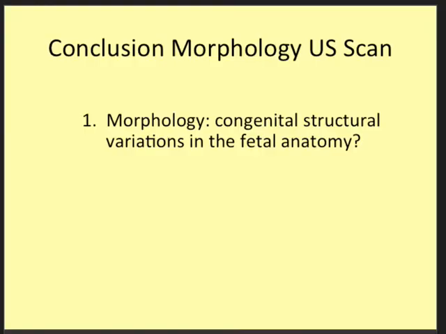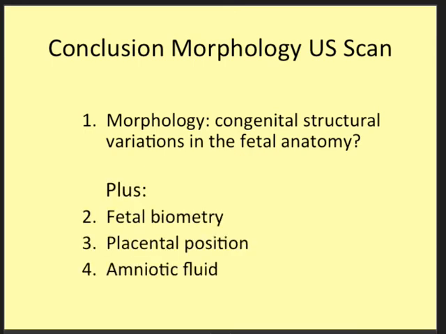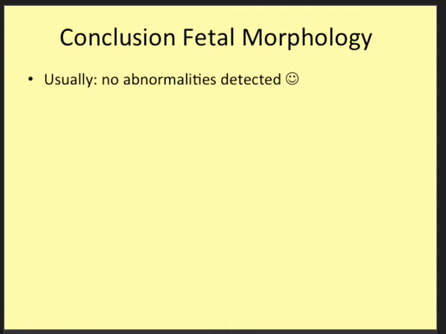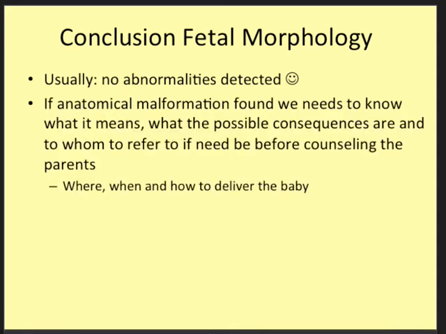Conclusion: we discussed in this third part the morphology ultrasound scan. The main reason we do a morphology scan is, of course, looking for structural variations in the fetal anatomy, but as well we look at the fetal biometry, at the position of the placenta and the amount of amniotic fluid. Luckily, usually the sky is blue and no abnormalities are detected. But if so, we need to know what precisely is meant, what the possible consequences are for the future of this baby, and of course to whom to refer if need be before we counsel the parents.